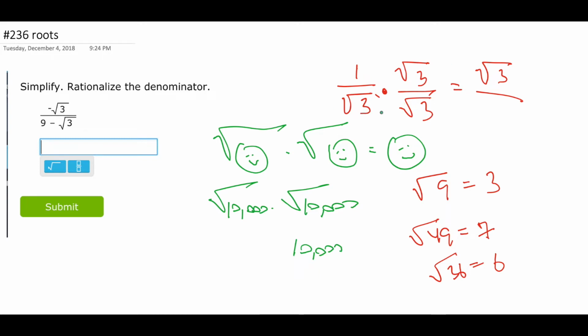So what's root 3 times root 3? It's the same as the happy face rule. It's 3, just 3 without the root. And then that one's done.